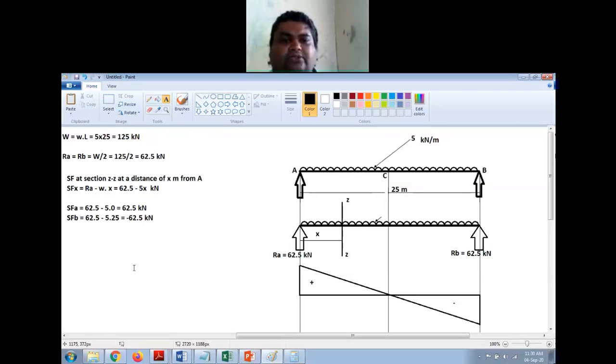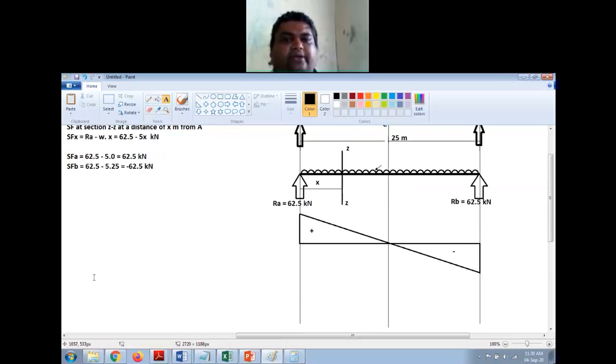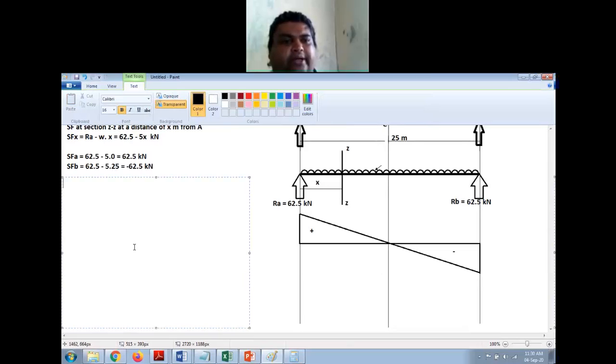Now having found the shear force, now next step is to find the bending moment and draw the bending moment diagram. So again we do this bending moment at section ZZ, right?